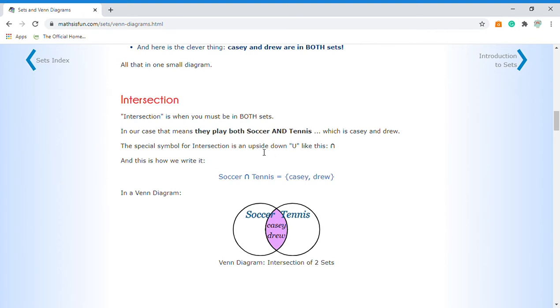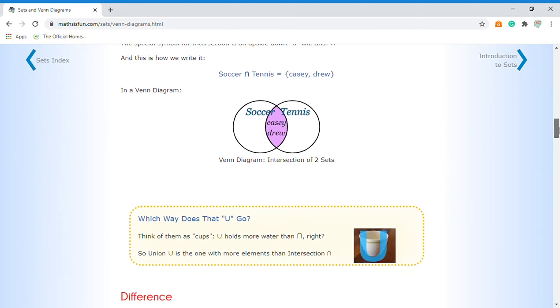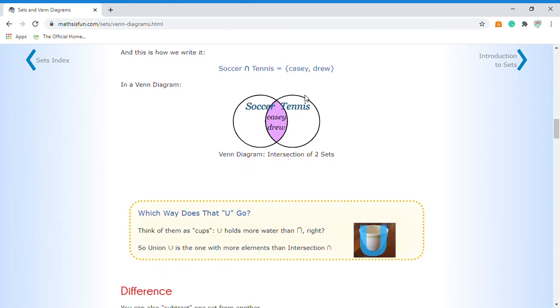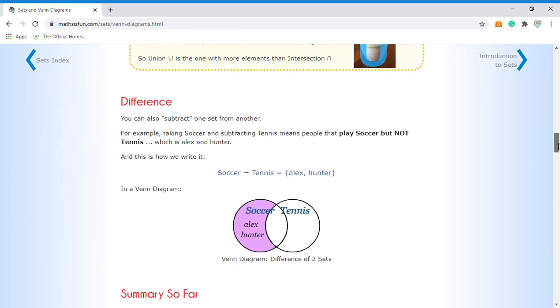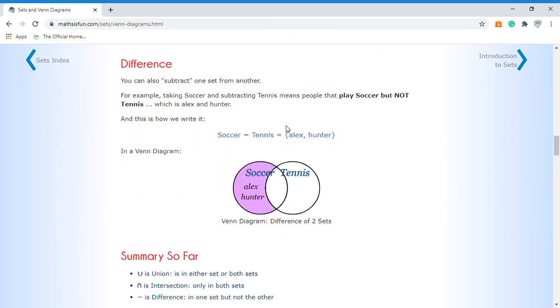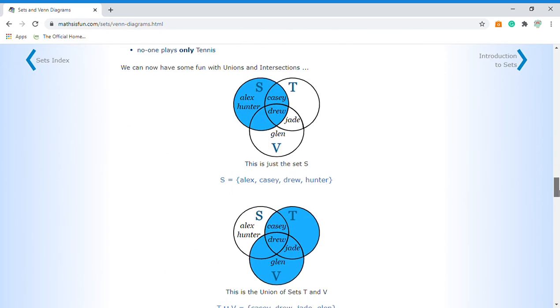Do not worry about these symbols. They say that the special symbol for an intersection is an upside down thingy. We aren't going to write it. I just want you to be able to see it and read it and tell me what is going on. Difference. Don't worry about this. We're not going to do Venn diagrams like that.